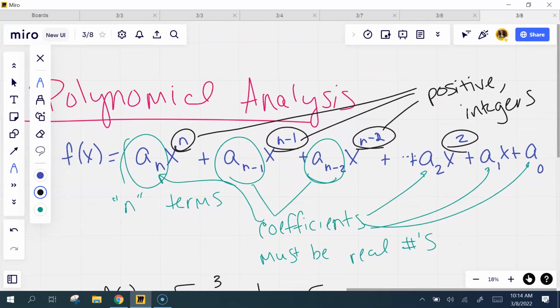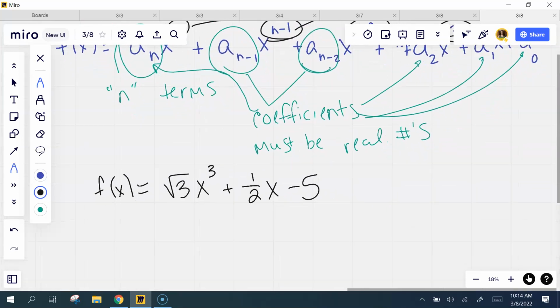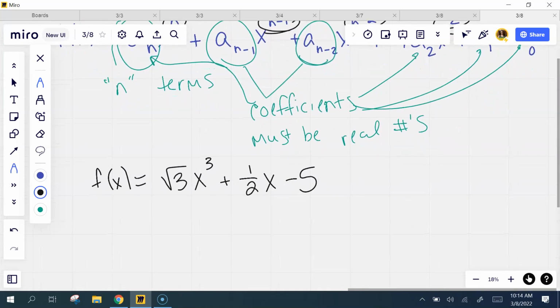Tell me when you're done. Okay. Is that a polynomial? Yes, it is a polynomial. So check every coefficient. Are those real numbers? Yes. This is an irrational number, but it's still a real number. Are the exponents all positive whole numbers? Yes.